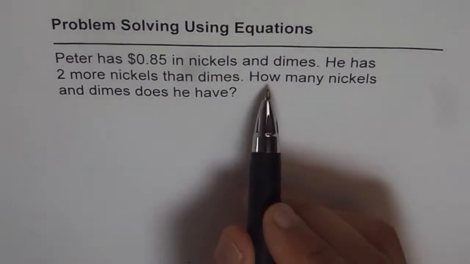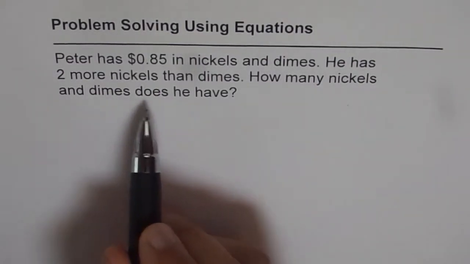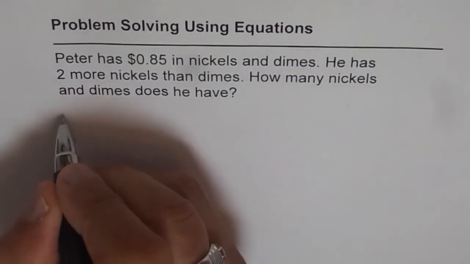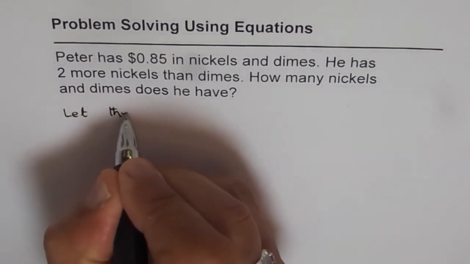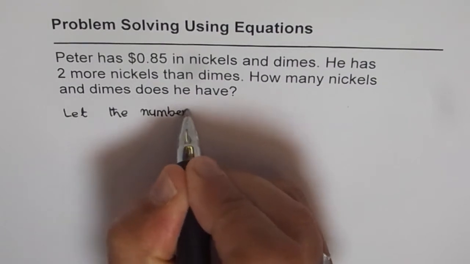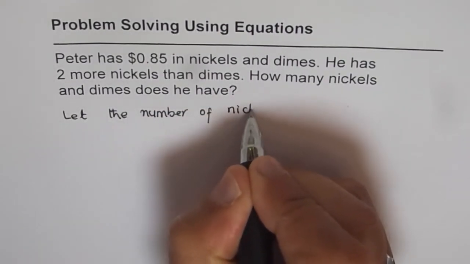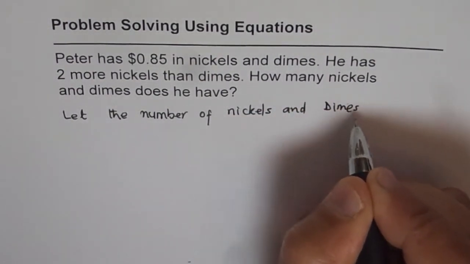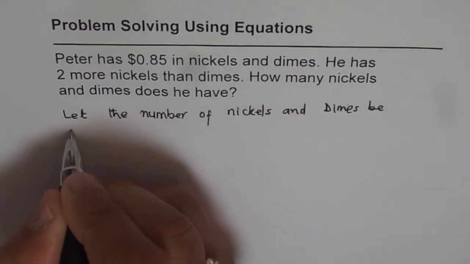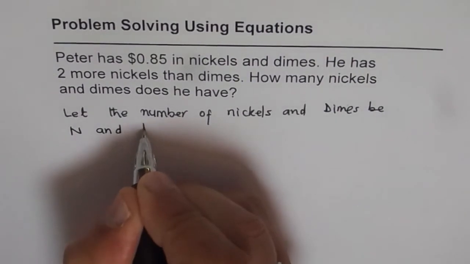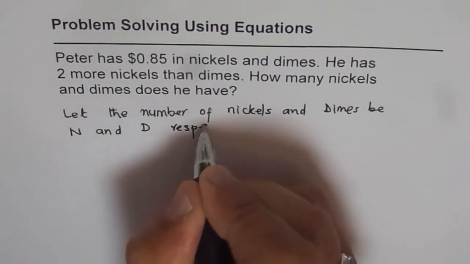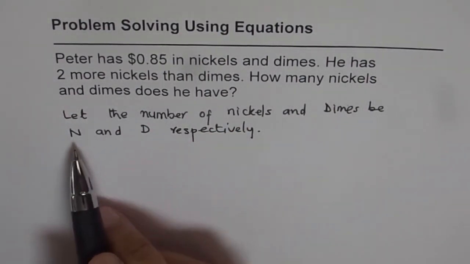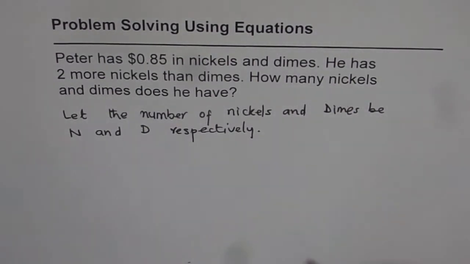What we need is how many nickels and dimes he has. So we need to define variables for nickels and dimes. Let the number of nickels and dimes be N and D respectively. It's a good idea to use variables which make sense, N for nickels and D for dimes, right? So we defined our variables.